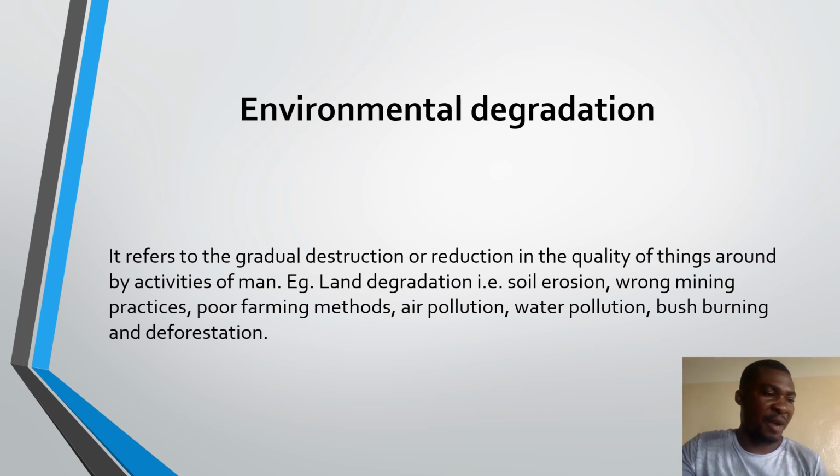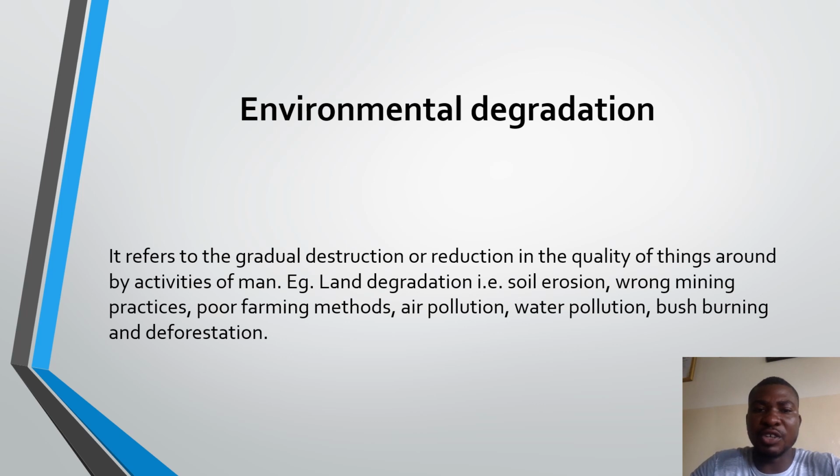Now we have finished with the environment as a whole, air pollution, causes, effects, ways to control, water pollution, causes, effects, ways to control, land degradation, causes, effects, ways to control. Now we are combining everything. Now we have environmental degradation as a whole. It refers to a gradual destruction or reduction in the quality of things around Earth by activities of man.